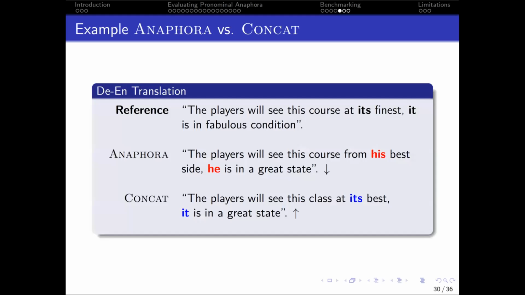So let's look at some of the examples of the errors that the context-aware models tend to make. So here's a reference where we have: the players will see this course at its finest. It is in fabulous condition. And the Anaphora model translates this as: we'll see this course from his best side. He's in a great state. So it's producing he instead of it. And Concat is producing this correctly, so the model gives this a higher score.